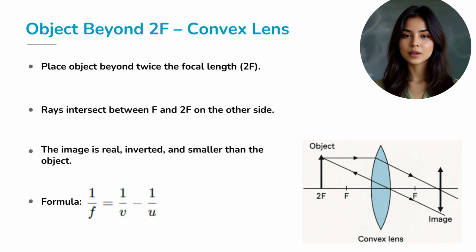So to sum up, object beyond 2f gives a real, inverted, and diminished image between f and 2f. Or in simpler words, put something far and the lens brings it closer but smaller.